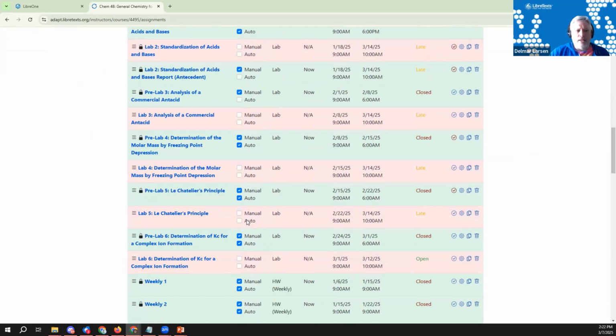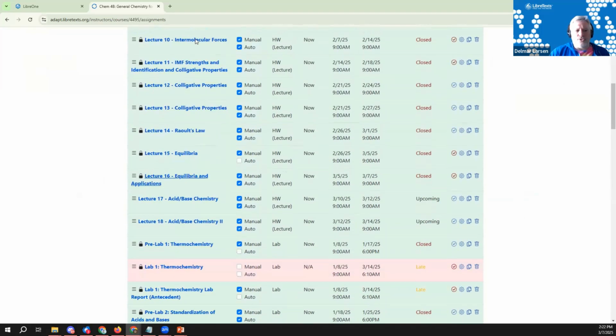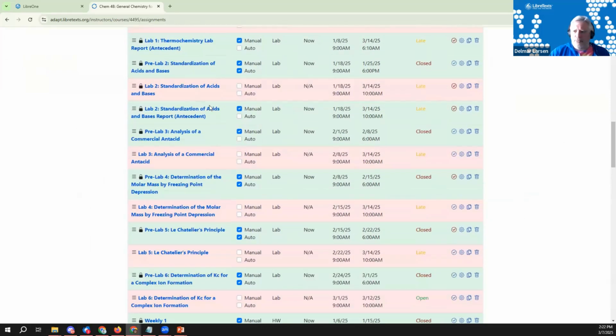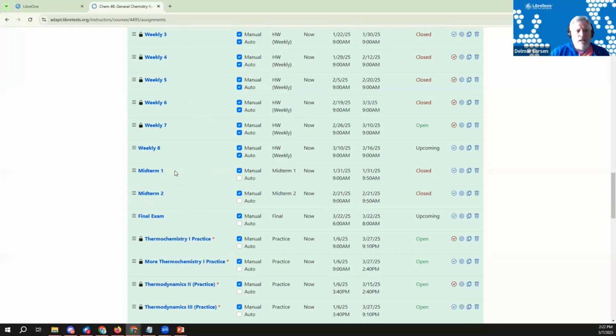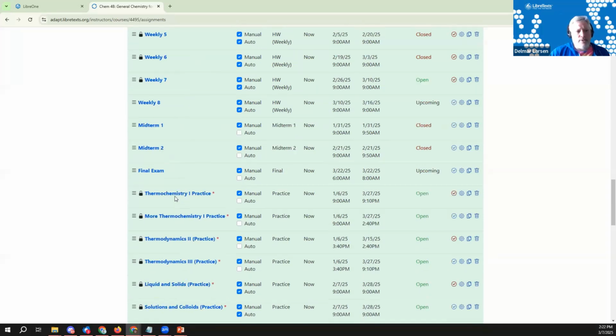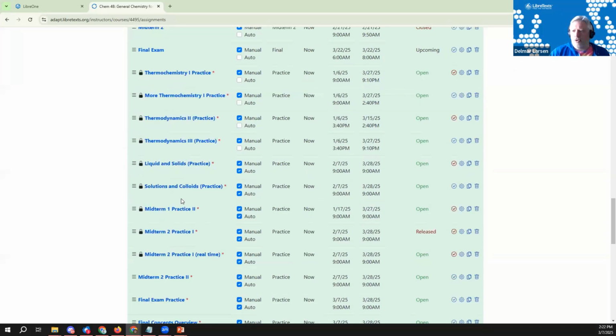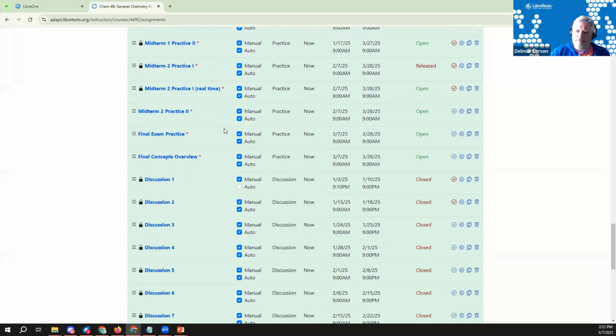So these are the assignments that I have. I have lecture assignments due every day. I have my labs, both pre-labs and post-labs, that they submit. I have weekly homework, which consists of about 10 to 12 or so problems to solve. I then have my midterms, and then I have practice homework. I have hundreds and hundreds of questions of practice for students to parse through. And it's entirely up to them to decide if they want to do so. Again, that's part of my formative desire.